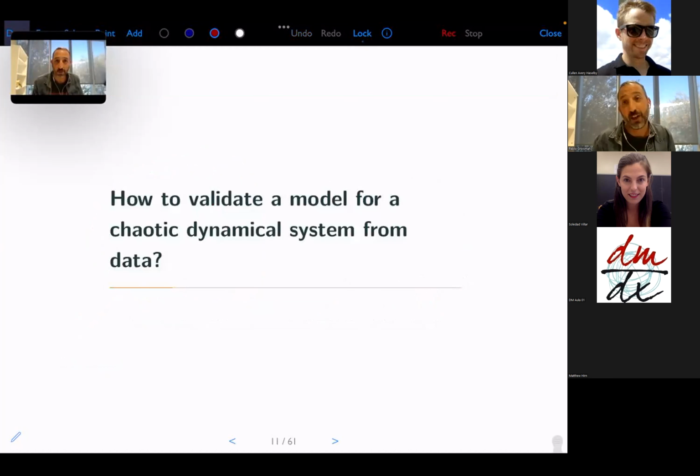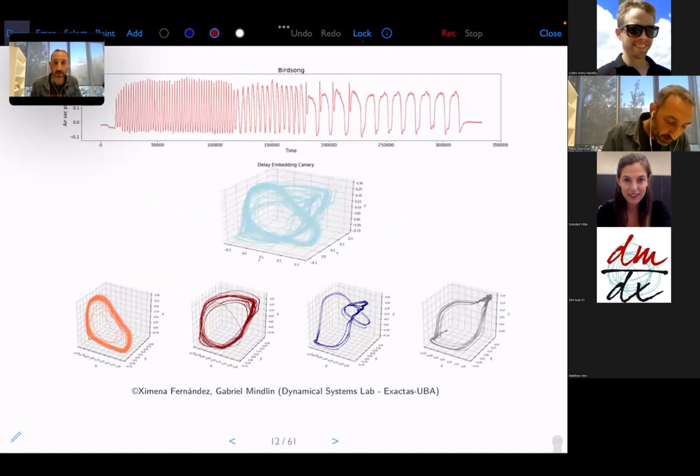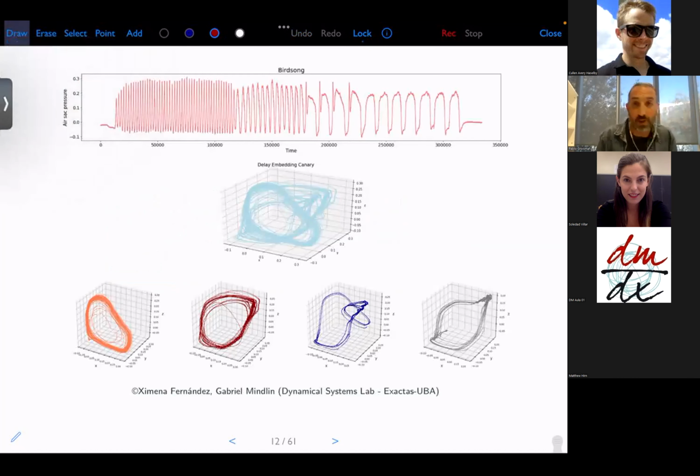Okay, so the other promise is that we can use this notion, this distance that we are going to develop, to validate a model for a chaotic dynamical system from data. So the problem is, well, let me tell you what the situation is. Suppose that you have this data set.